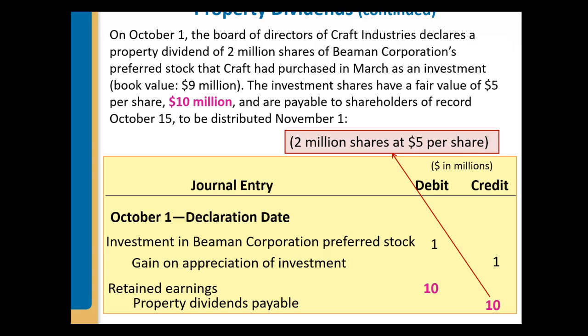So we will debit our investment in Beeman Corporation preferred stock. We credit the gain on the investment. Since the book value was 9, the fair value is 10. Before we issue the dividends or record them, we are going to show the gain. Then from there we debit our retained earnings and we credit property dividends payable.